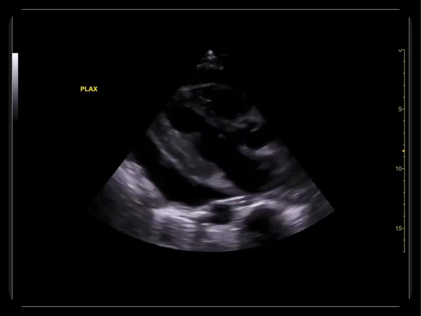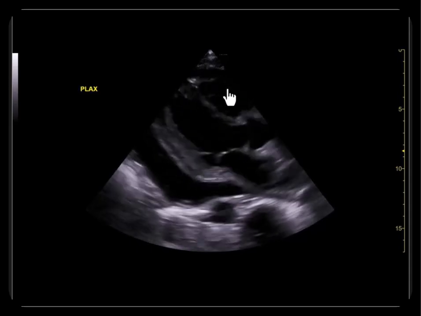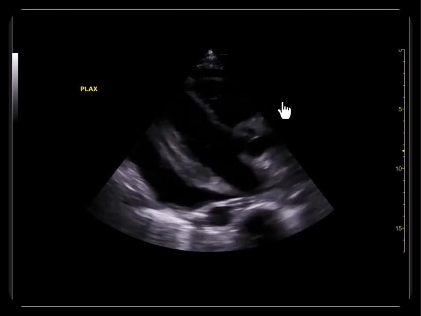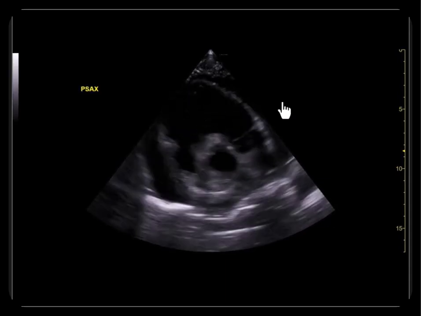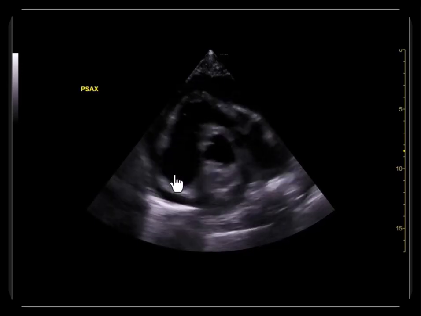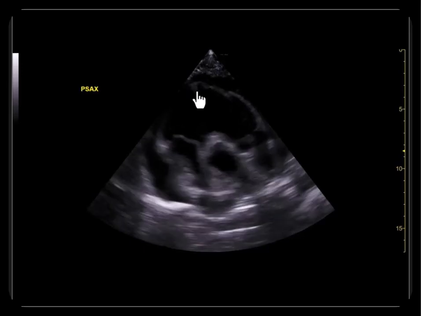In this example, what is happening to the RV wall? Is it bowing in? Well, in this example, it can be difficult to tell, so I'm going to request another window and look at the parasternal short. In this example, I do see that RA wall bowing in. Maybe there is a little bit of collapse of the RV.